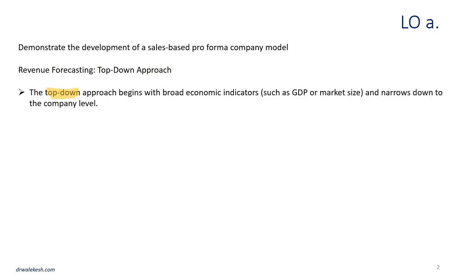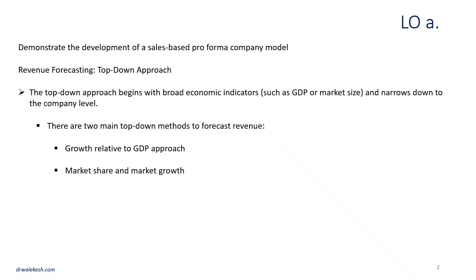The top-down approach begins with broad economic indicators such as GDP or market size, and then narrows down to the company level. There are two main top-down methods to forecast revenue. We have growth relative to GDP approach, and we have market share and market growth.